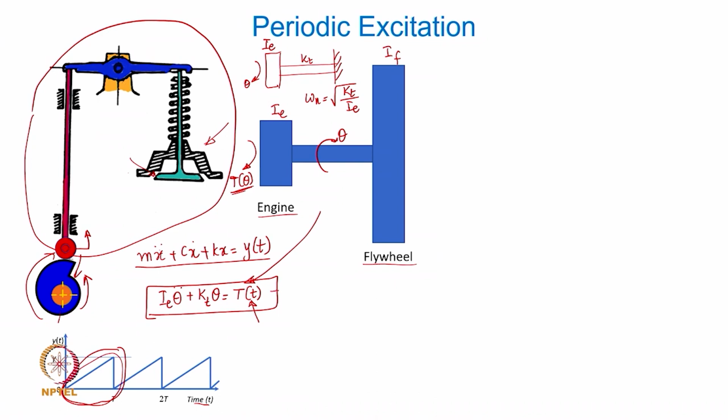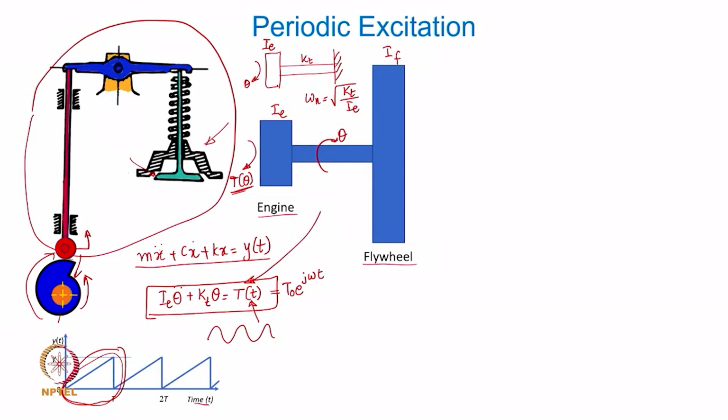Can I write this as a function of time as some constant torque times e to the power j omega t? I can write this provided I know that the torque is going to vary harmonically, and then the same governing equation of motion and everything associated with it is valid.